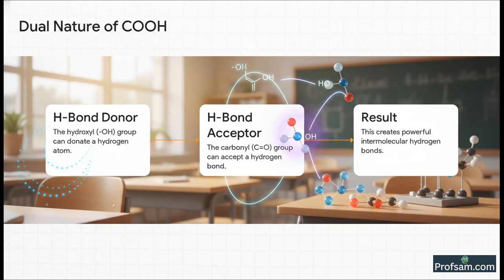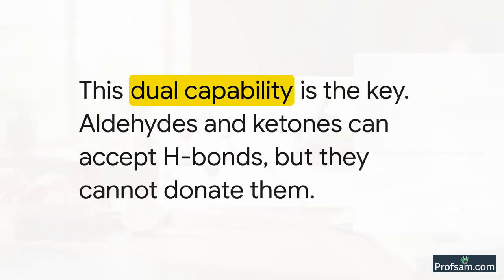See, the COOH group can do two things at the same time. The hydroxyl part, the minus OH, can act as a hydrogen bond donor. And the carbonyl part, the C double bond O, can act as a hydrogen bond acceptor. This ability to both give and take is the main point here. Please remember this point. This dual capability is the reason for everything that follows.